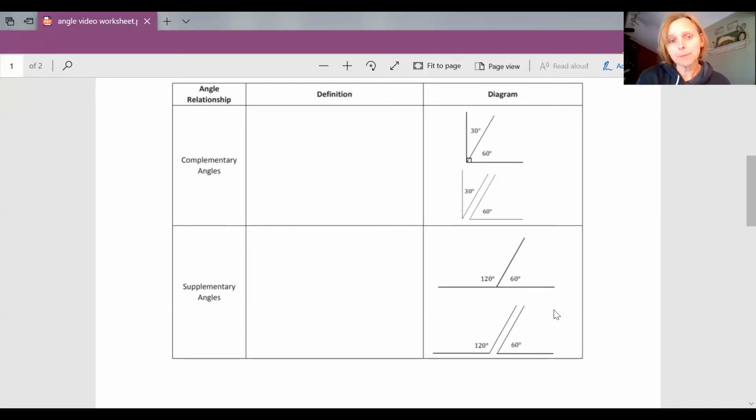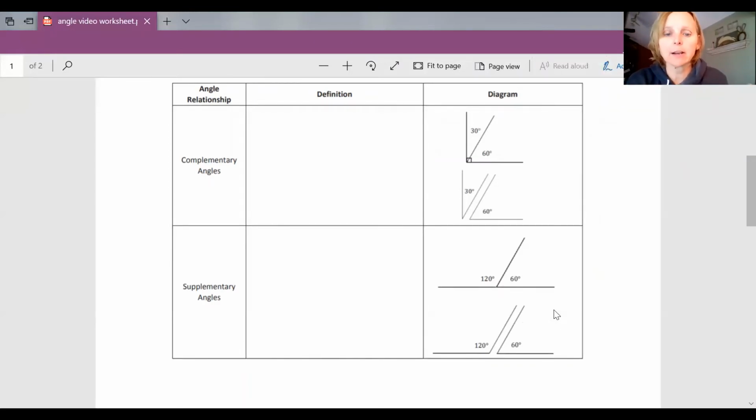All right, so we have complementary and supplementary angles. I'm not going to write the definition here because it would be painstakingly long for me to use the stylus and write out definitions. I'll just be very quick. Let's make our life a little bit easier.